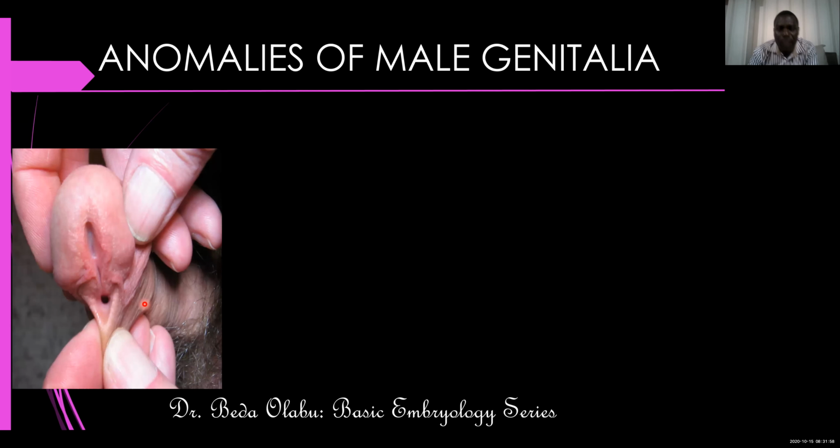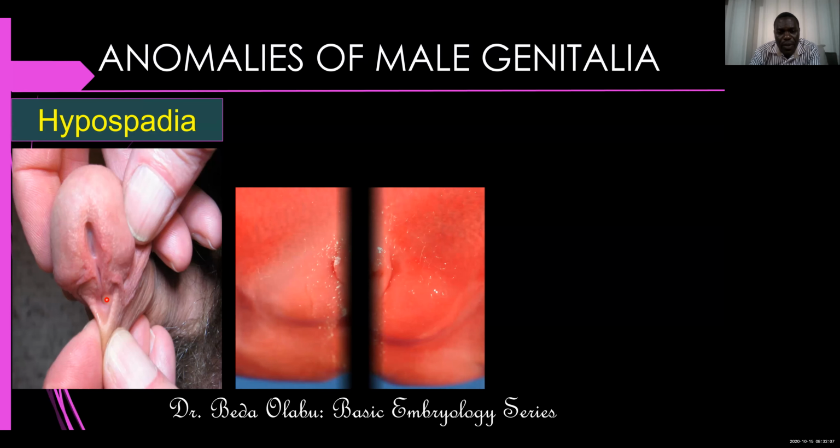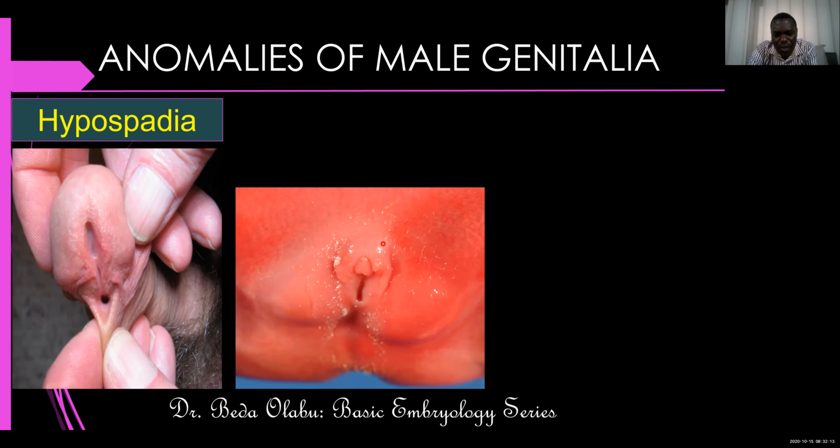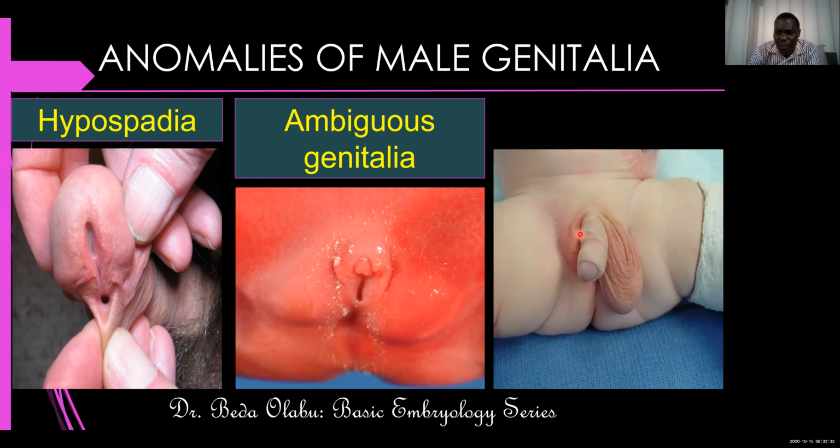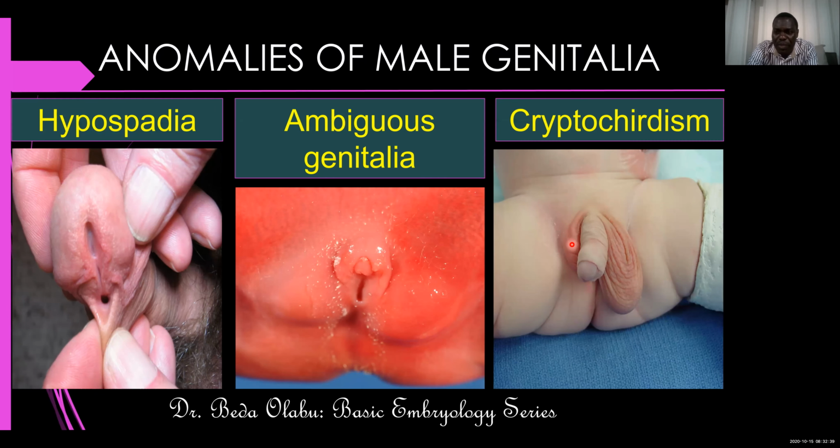You can have abnormalities that affect the male external genitalia, like the urethra is not opening at the tip of the penis, opening somewhere down. We call that hypospadias. It could be that you look at this genitalia and you're wondering, are we male here? Are we female here? That's what we call ambiguous genitalia. You may not believe that this was male because their testis is here. You can have scenarios where one of the testes is not in the scrotum. You can call it undescended testis, or we commonly call it cryptorchidism.